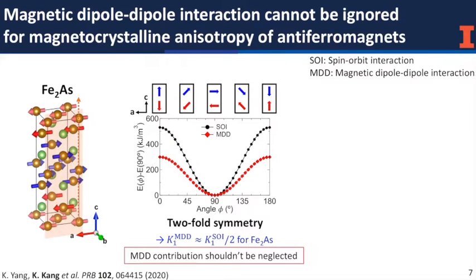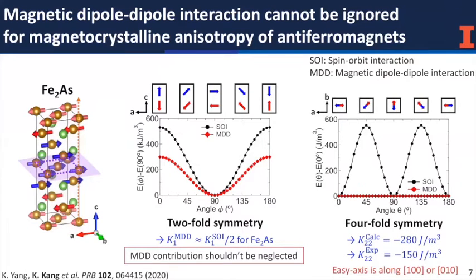First, we check the AC plane. As the Néel vector rotates away from the C axis, the total energy goes down, and it becomes the lowest when it orients along the AB plane. Both the spin-orbit interaction and the magnetic dipole-dipole interaction show a twofold symmetry, so we can determine that it prefers easy-plane magnetism. One unique point is that the MDD contribution is about half of the spin-orbit interaction in this case, and thus the MDD contribution shouldn't be neglected for an accurate magnetocrystalline anisotropy energy estimation.